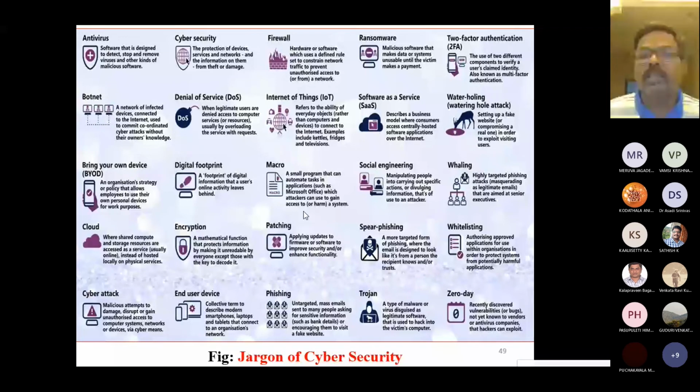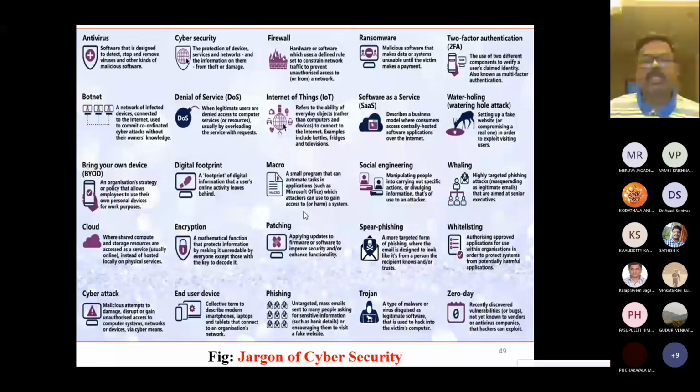Then bring your own device, that is called BYOD, is nothing but an organization strategy or policy that allows employees to use their own personal devices for work purposes. That's why in an organization also you can use your own personal devices. Digital footprint is nothing but a footprint of digital information that a user's online activity leaves behind. Macro is nothing but a small program that can automate tasks in applications such as Microsoft Office, which attackers can use to gain access to a system.